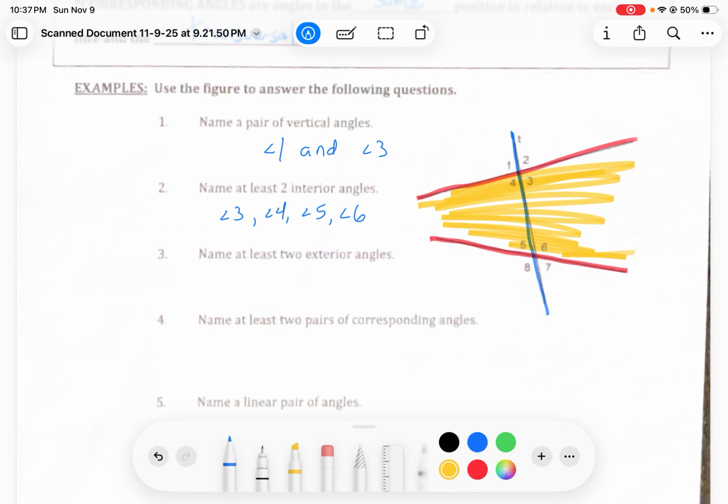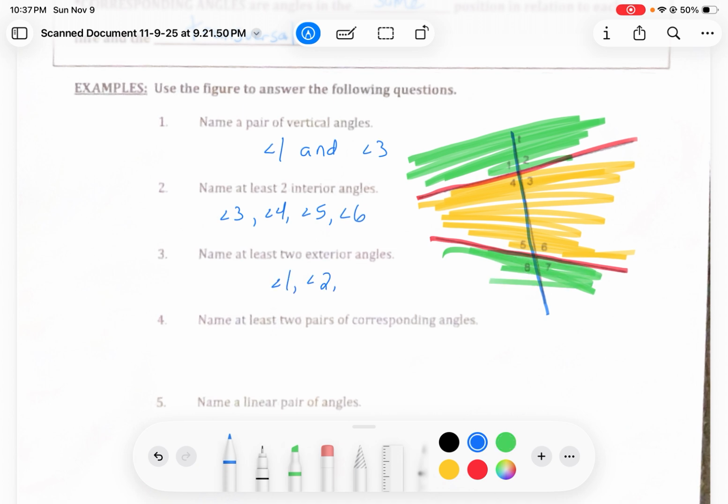And the exterior angles are all the angles that are on the outside of the two red lines. So let me highlight these. The exterior angles would be angle 1, angle 2, angle 7, and angle 8. So those are all the angles on the outside of the two lines that are cut by the transversal.